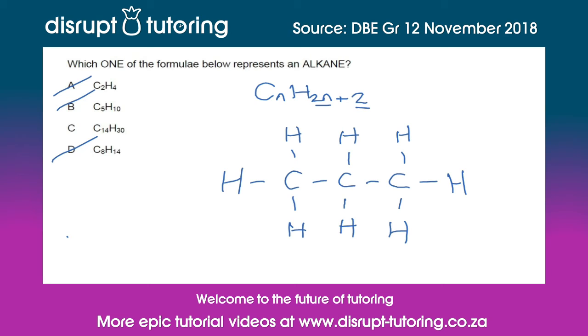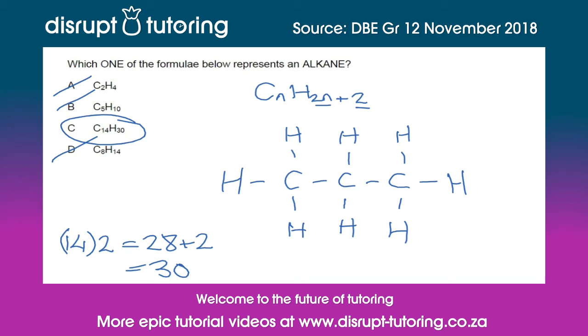And if you check that, you will see that 14 times 2 is equal to 28, and we add the extra 2 on for the hydrogens at the end of the chain, and that equals 30, and that is how many hydrogen atoms there are, so that's our answer.